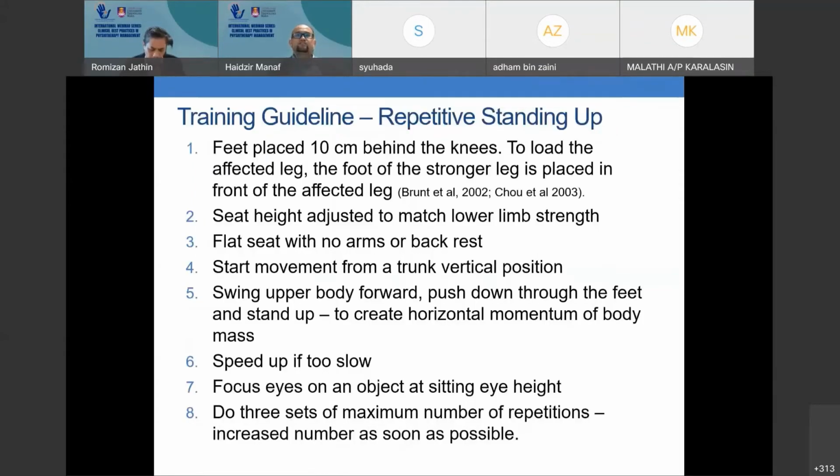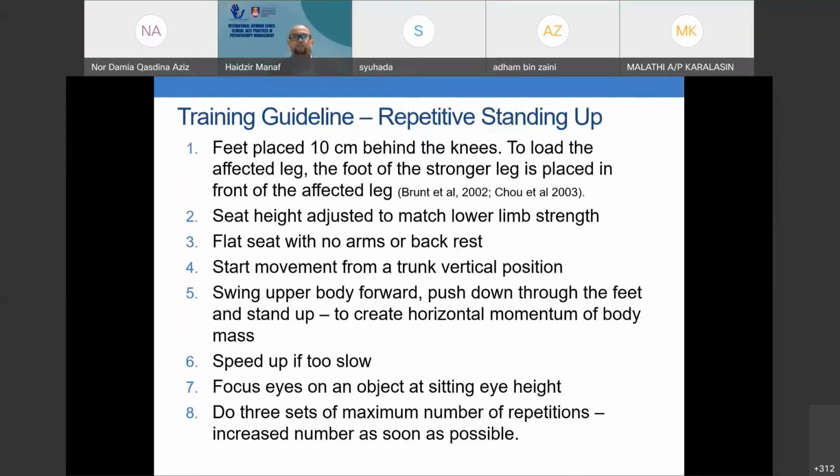So for the training guideline, this is for repetitive standing up. Number 1, depends on the situation. You can start with both legs symmetrical. Later on, you can start with the non-affected leg behind the affected leg. Later you progress to the affected leg behind the good leg. Feet must be placed about 10 centimeters behind the knees.